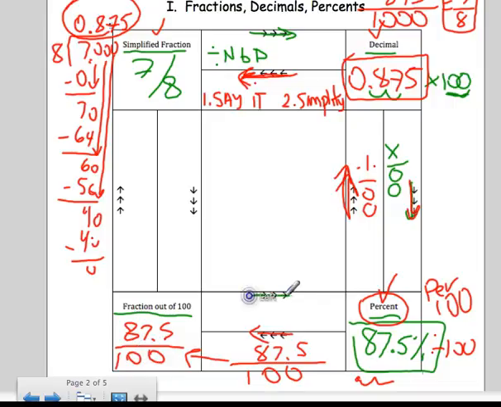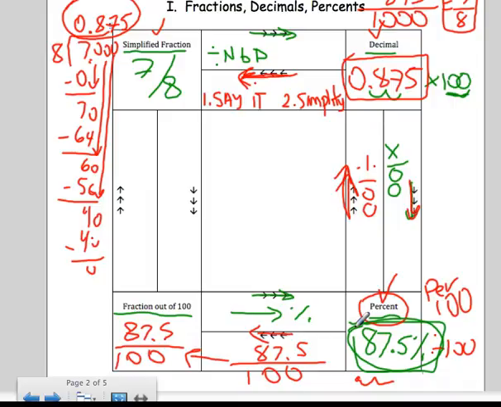Same thing to go backwards. If I know that 87.5 per 100 is the fraction, since I know that percent means per 100, to get back, all I really need to do is turn it into a percent. And that gets me back to 87.5%. There's not really a step there, it's just something you need to know.